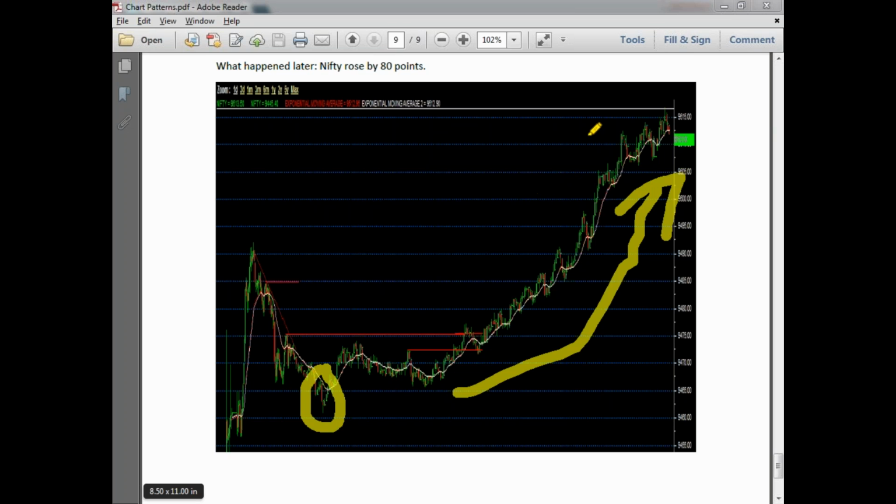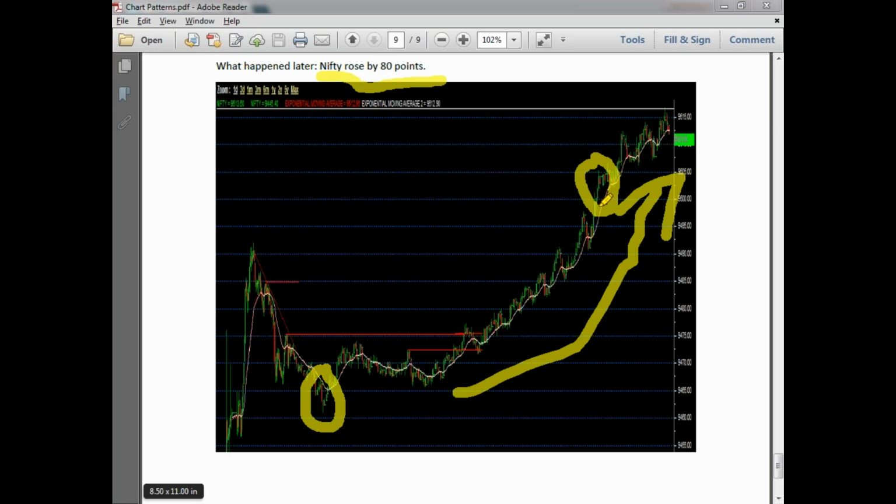So it touched 9,525 this day, guys. So when did this happen? It happened somewhere around 9,460. So 9,460 to 9,525. Look at the power of this outside bar. So what it did is it made the market change its direction, and Nifty rose by 80 points. Check this out. Nifty rose by 80 points, and I squared off somewhere around these zones. At these zones, it rose to 9,505.